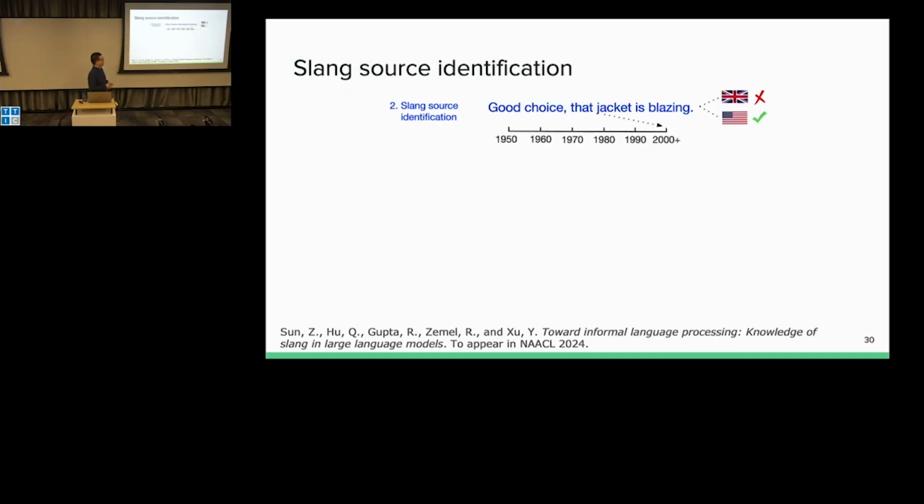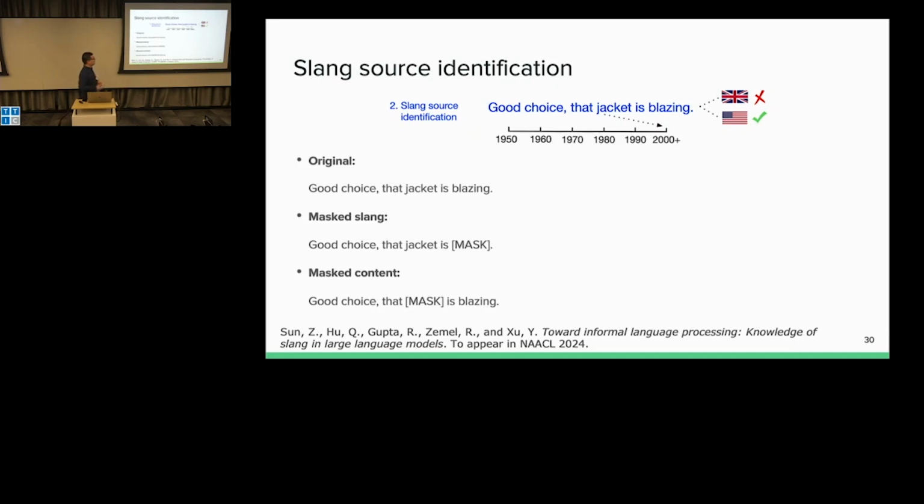We also ask the model to identify the source of a slang usage. Here we have 3 different conditions. In the first one, we just feed in the original sentence to the model and ask whether the slang usage in the sentence comes from the US or the UK. We have 2 other control conditions where we mask out one of the content words: in the second condition, it's always the slang word, and in the third condition, it's always a content word that's not a slang word. If the model is really using the slang word as a feature to infer the demographics of the usage, we should see a significant drop in the second condition, but not so much in the third condition.